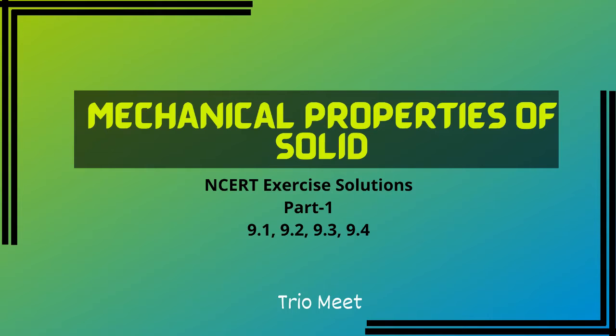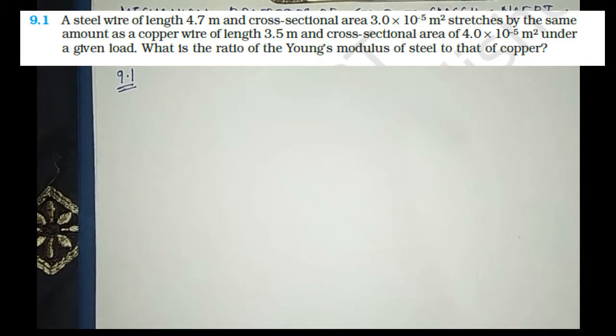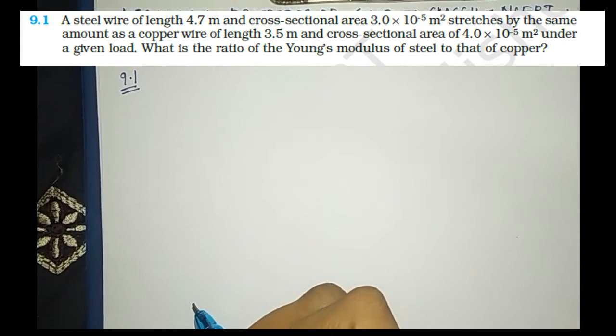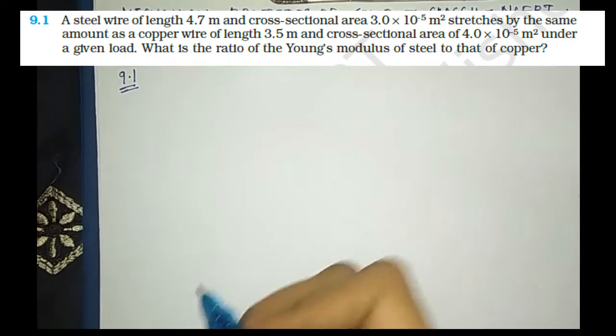This video will be solving the exercise problems on the chapter Mechanical Properties of Solids. So let's start. Example 9.1 says a steel wire of length 4.7 meter and a cross-sectional area of 3.0 times 10 raised to minus 5 meters square.